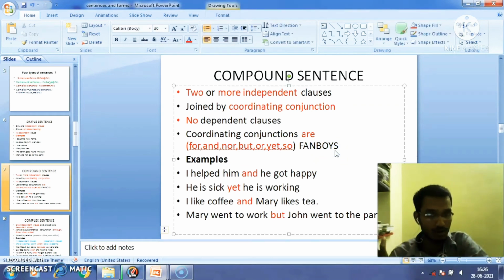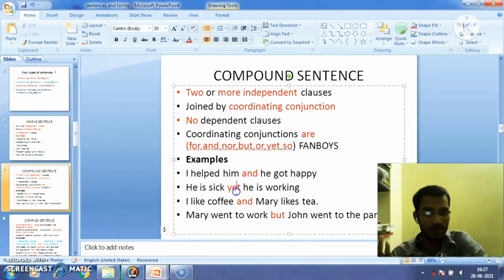You can easily remember coordinating conjunctions in compound sentences. For example, I helped him and he got happy. Here the word and is a coordinating conjunction. It combines two clauses. One is independent, another one is also independent. Both are independent clauses. The coordinating conjunction combines both independent clauses. He is sick, yet he is working. I like coffee and Mary likes tea.